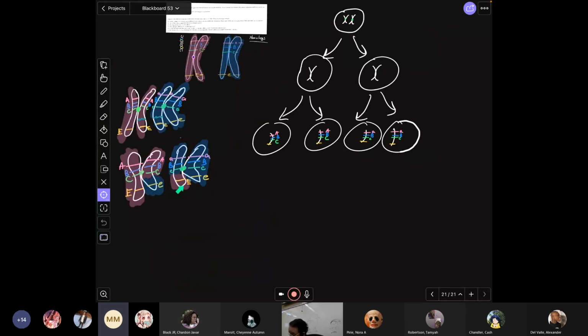It's far enough away that crossing over allows it to move, so that you could get big A, big B, big C with big E, which should be the original version. You could get big A, big B, big C with little e because of crossing over. You can get little a, little b, little c with big E, or you can get it with little e.